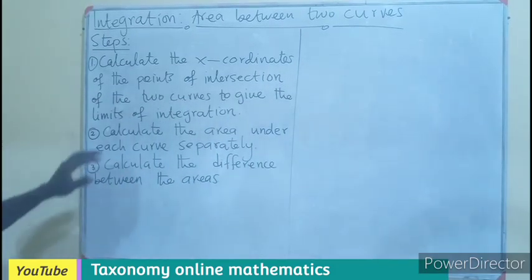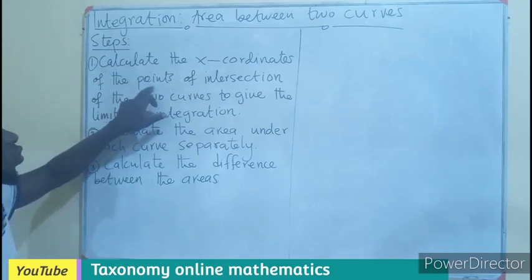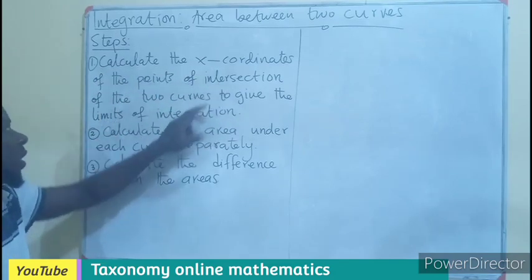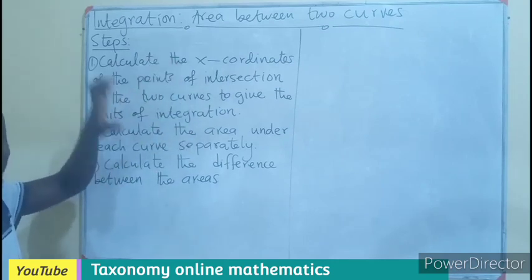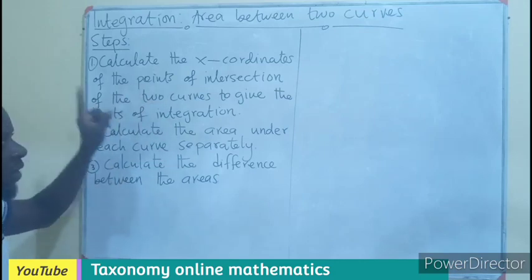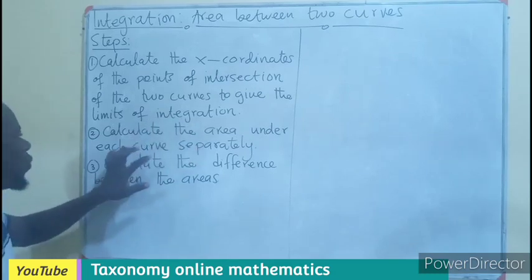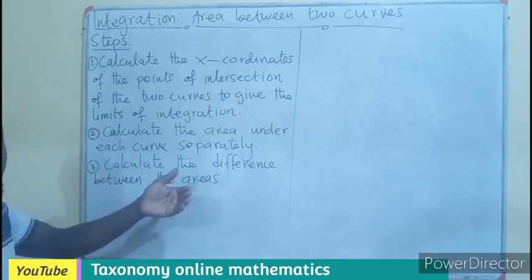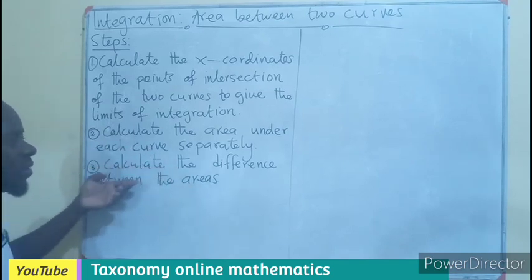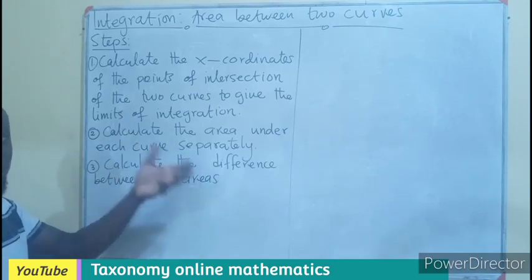So the steps involved are that first you will calculate the x coordinates of the two points of intersection of the two curves. The x coordinates of the intersection give you the limits of integration. It means you will not be given the limits of integration. Then two, you calculate the area under each of the curves separately. Then you find the difference between the areas bound between the two curves.